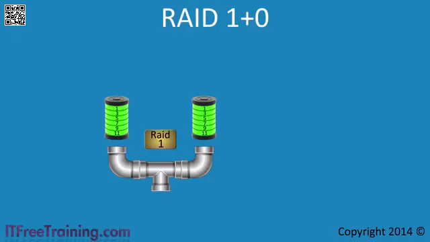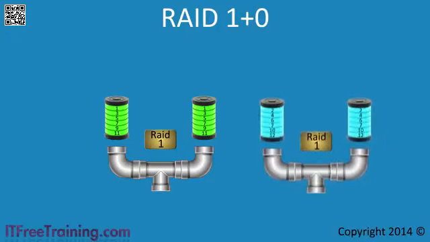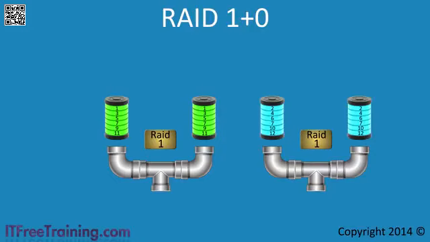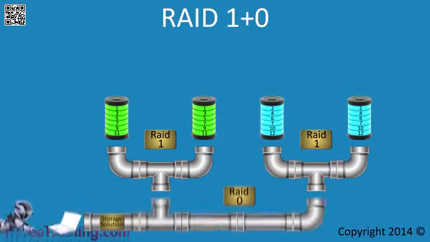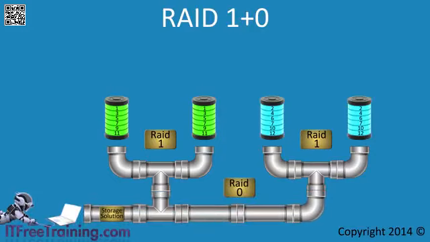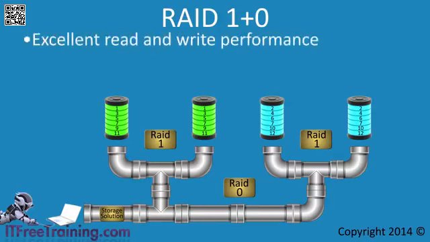To offer a performance increase, a second RAID 1 array is added, which is striped with the first using RAID 0. You can see now that when data is written to the RAID, it is divided into 2. Half the data is written on the left and the other half on the right. This offers excellent read and write performance.